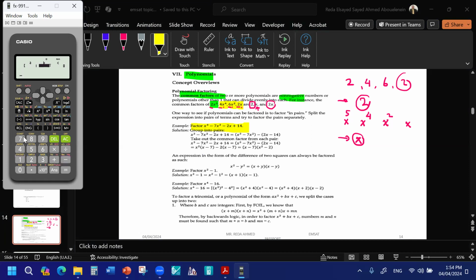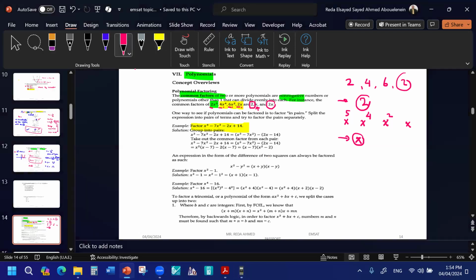Here, negative 7, negative 2, 14. So here the roots will be 7, 1.4, and negative 1.4. So x, if I needed to find the zeros, x equals 7, x equals root 2, and x equals negative root 2.